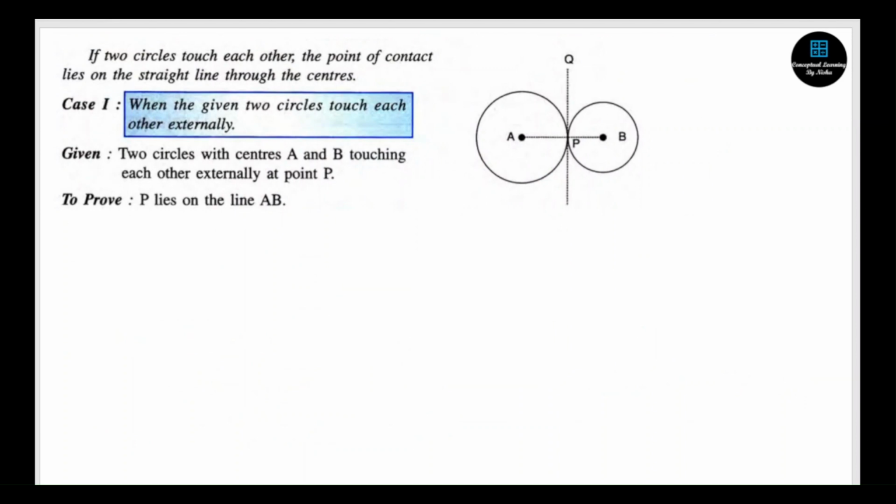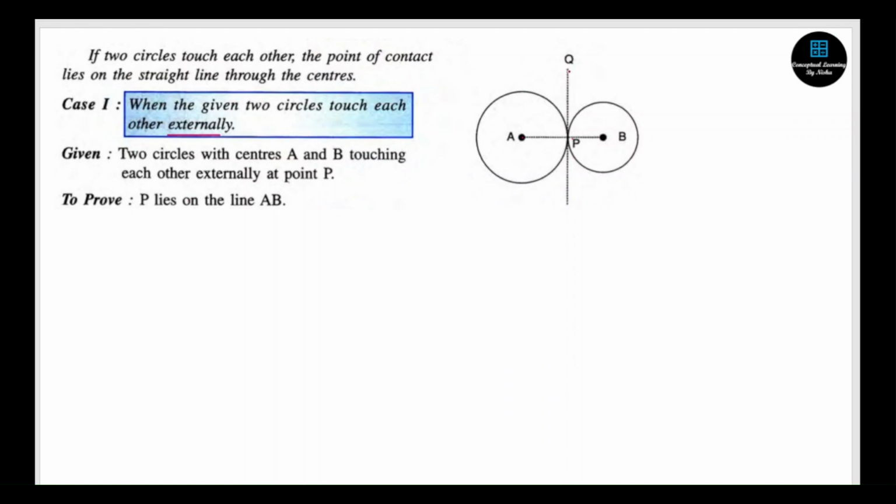One more theorem. What it is saying: when two given circles touch, there are two cases. In the first case, the circles touch each other externally. A and B are the centers of the given circles, and they touch at the point P.